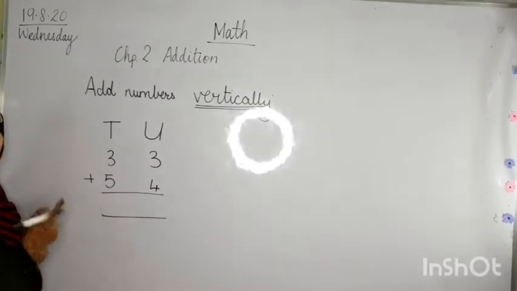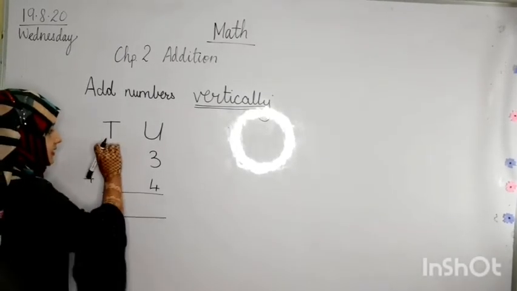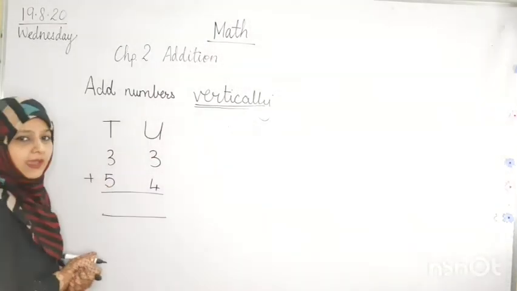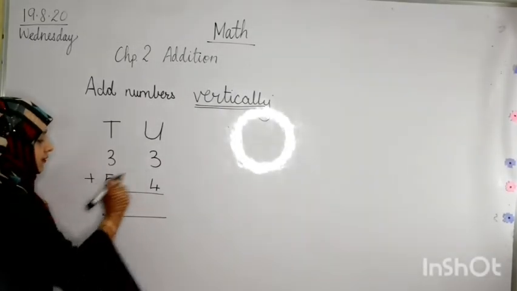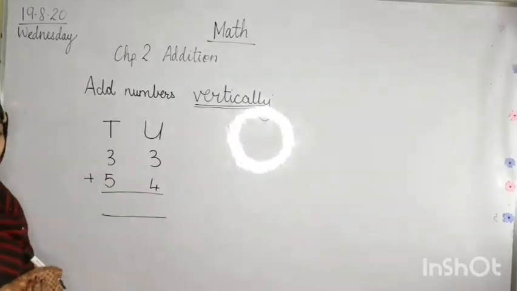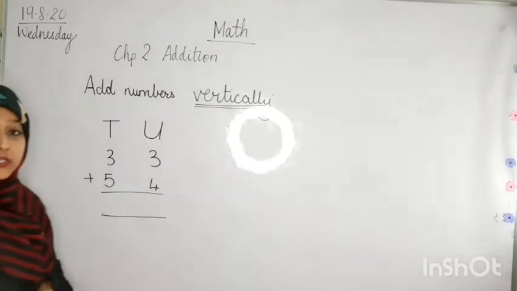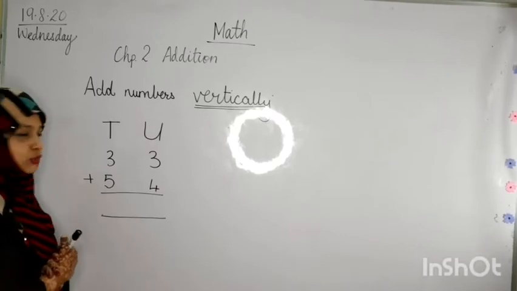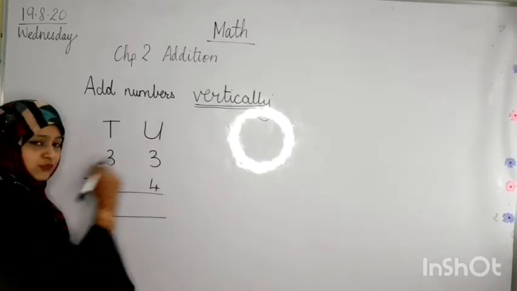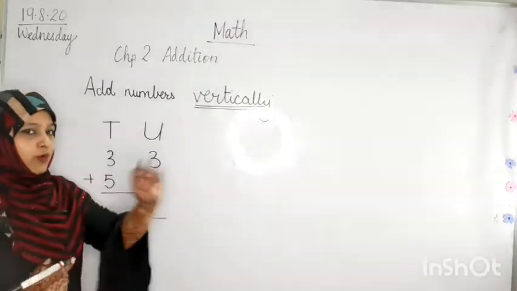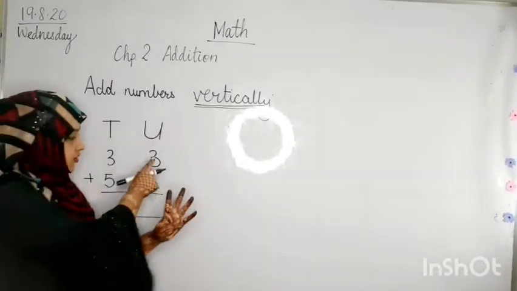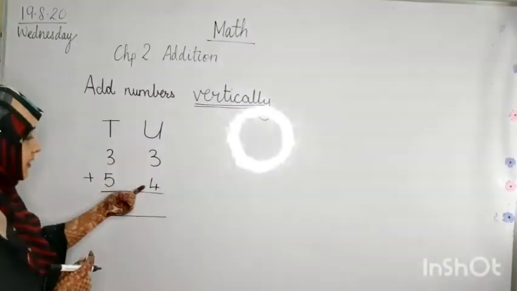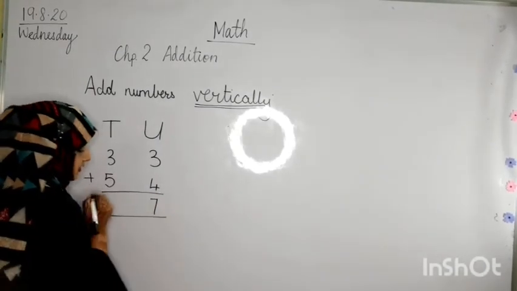As you all can see, I have written the place value, that is tens and units. Yes, and I have written numbers in the standing line. So the sum is 33 plus 54. So when we are adding vertically, first we are going to add the units place. Yes, how are we going to do it? Let's see. 3 plus 4. So 3 in my mind and 4 on my fingers. After 3 comes 4, 5, 6, 7. So 3 plus 4 give me the answer 7.